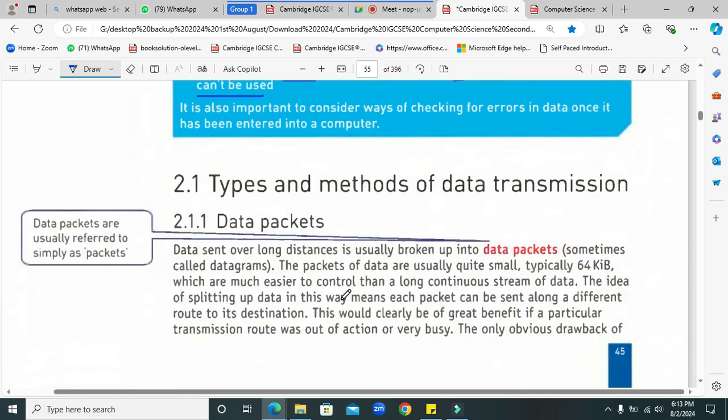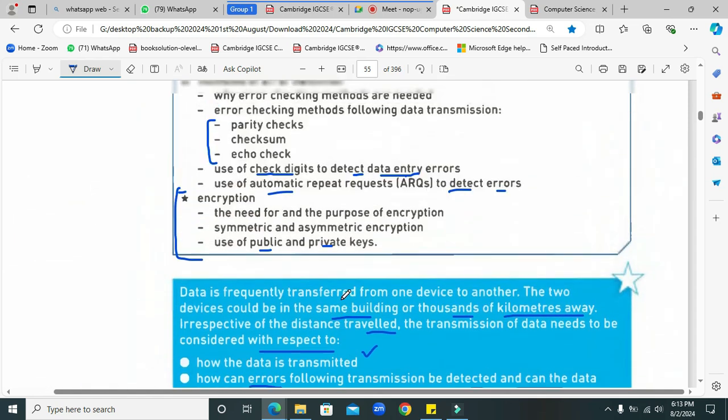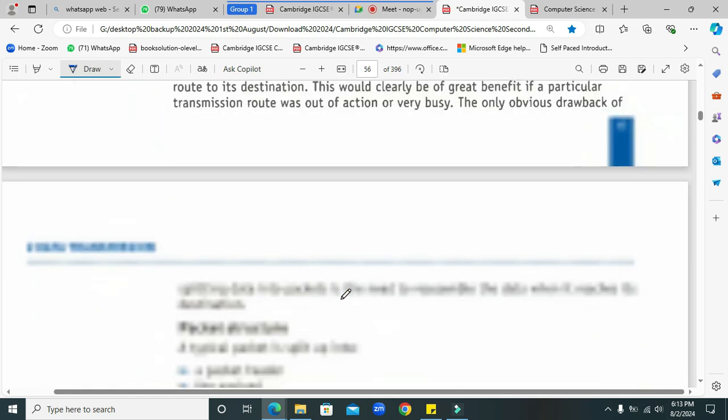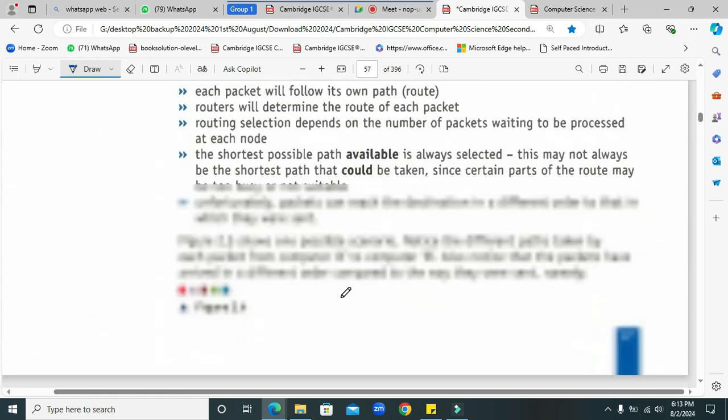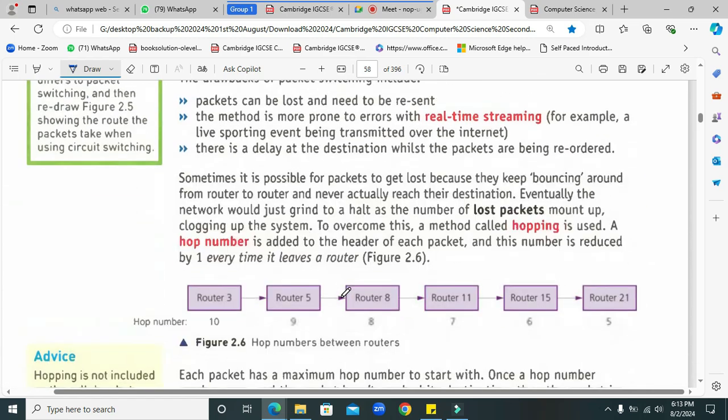Okay, now we are jumping directly towards our topic. We have covered all these thoroughly.